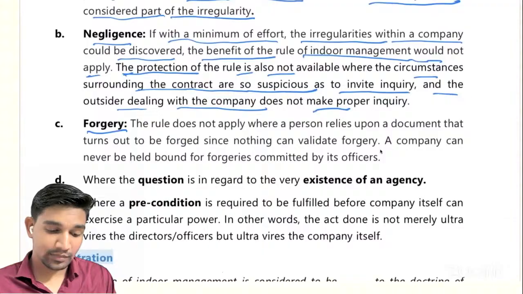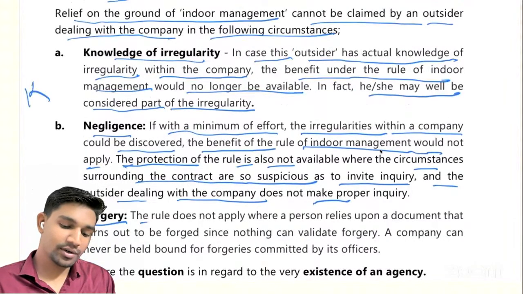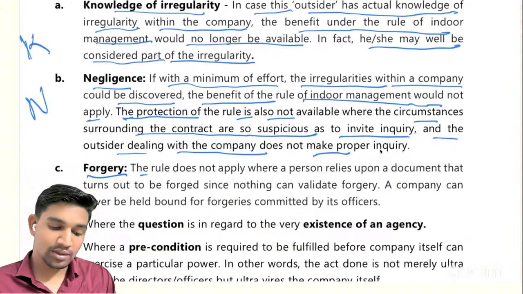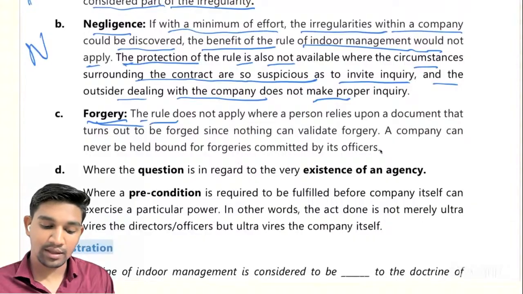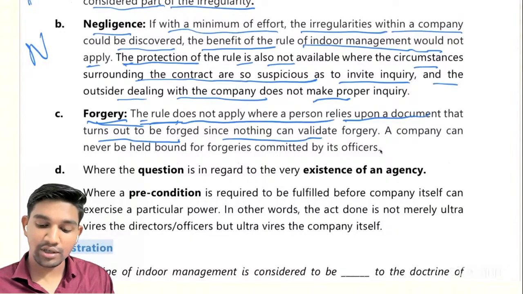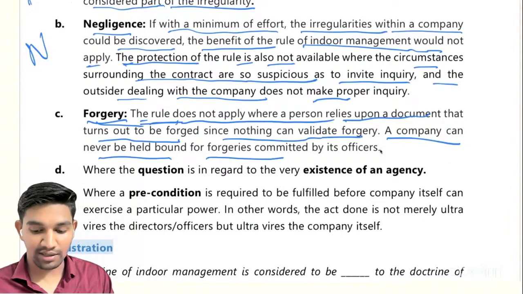Forgery. Some colleagues have knowledge of irregularity and negligence. In forgery, the rule does not apply where a person relies upon a document that turns out to be forged. Since nothing can be validated by forgery, a company can never be held bound for the forgeries committed by its officers.